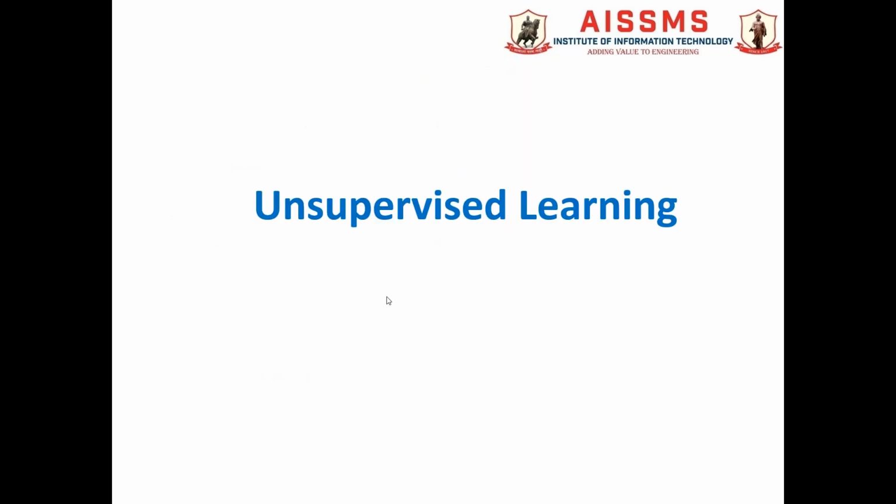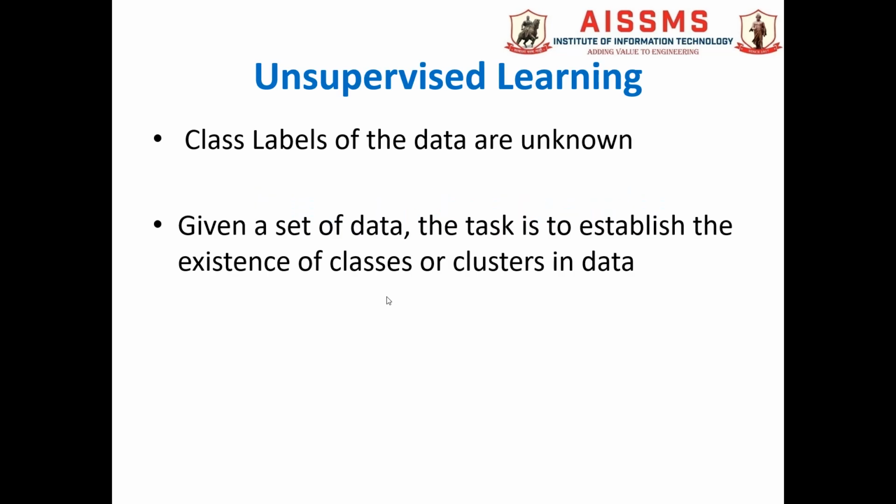Now the next category is unsupervised learning. Unsupervised learning is generally used to form clusters. In unsupervised learning, we use unlabeled data, meaning class labels of the data are unknown to us. And what will be our task? That will be to establish the existence of classes or clusters in data.